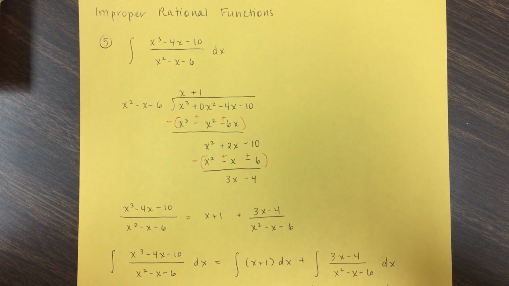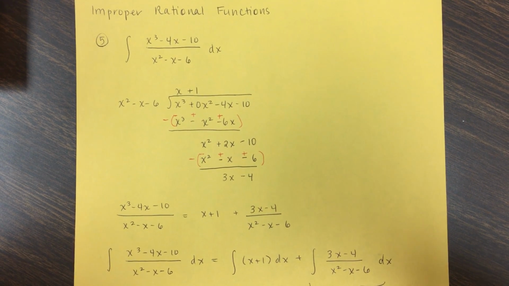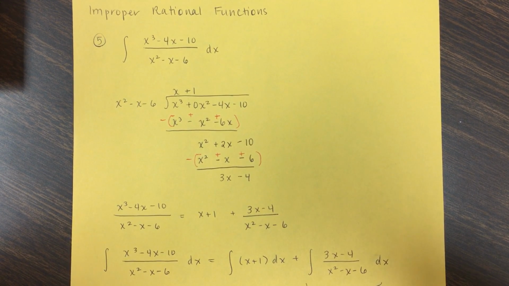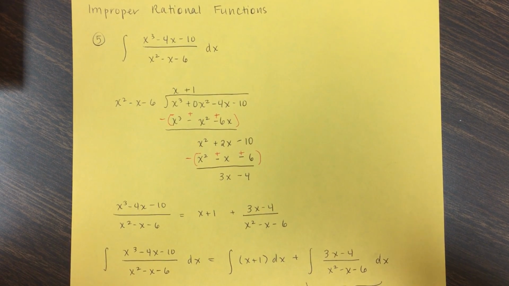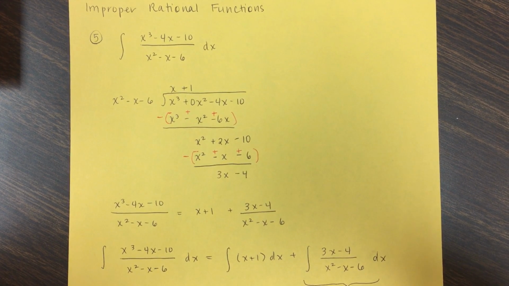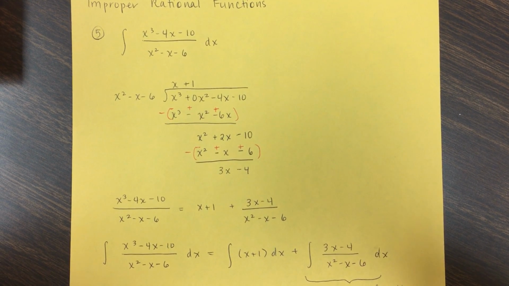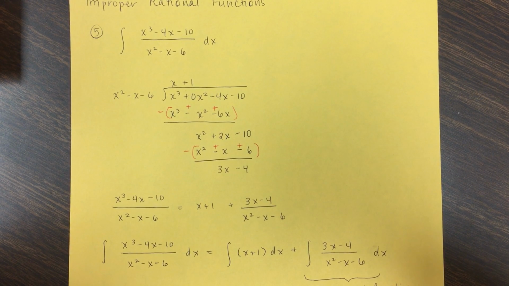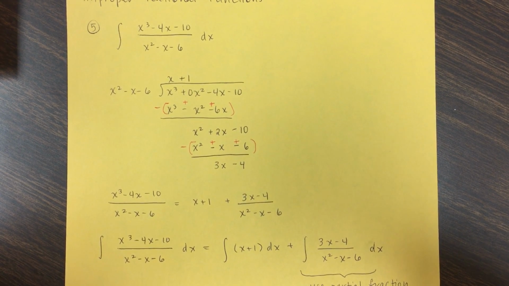I'm dividing x squared minus x minus 6 into the numerator. I placed a placeholder for 0x squared, and then I went ahead and did some old school long division. So in order to make an x squared divide into x cubed, I need a factor of x. Bring that around, and I get x cubed minus x squared plus 6x.